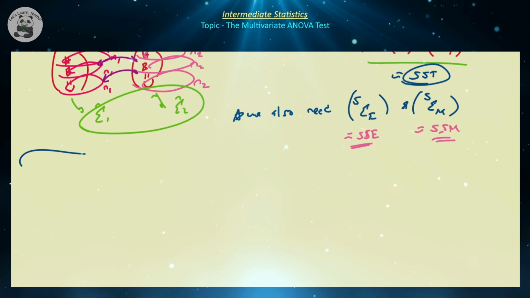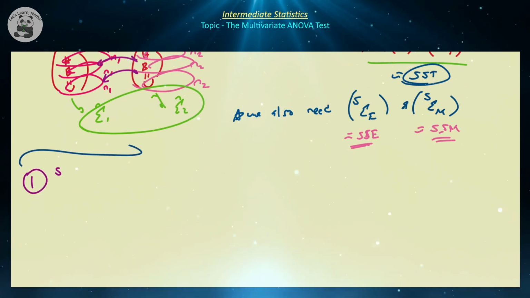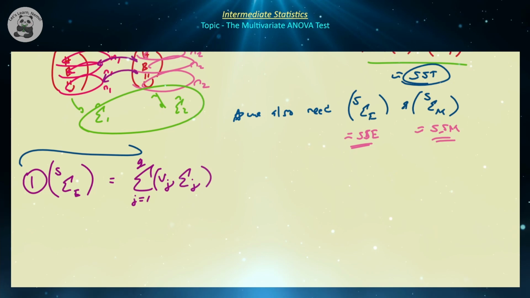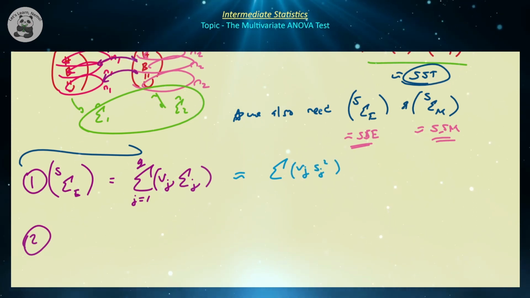So what are we going to define these matrices as? If we want to define the S sigma E matrix, and we want to define it analogous to our univariate case, what we can do is sum from j equal to 1 to g of the degrees of freedom multiplied by that covariance matrix for that group, and that's obviously going to be a matrix. And keep in mind that's going to be analogous to our sum of nu_j s_j squared.